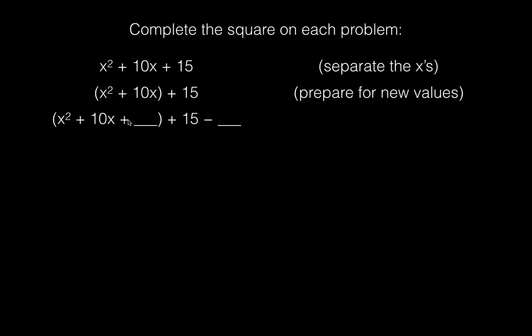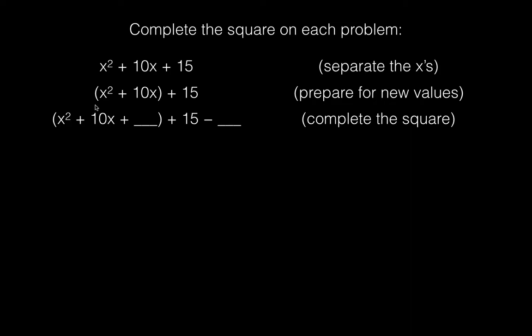So you will add a plus blank and a minus blank to your problem as you prepare for the new value. So again, we started out here, we separated our x's, we then added a blank to the inside of the parentheses, and we added the opposite blank to the outside of the parentheses, because we're adding the value here, so we have to offset it by subtracting it out here. And then the last thing we do is complete the square. Now completing the square is simple.